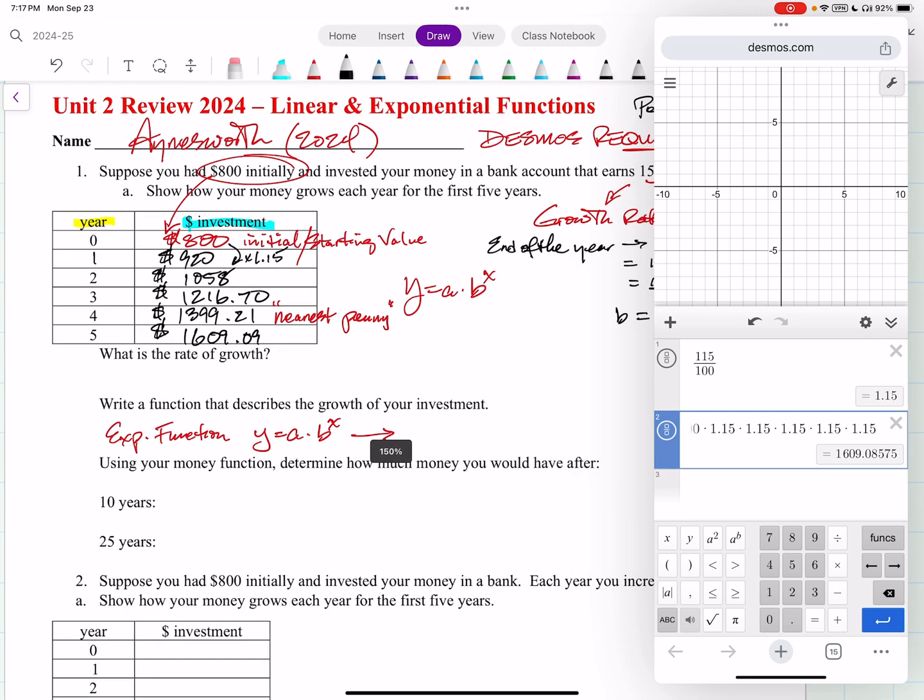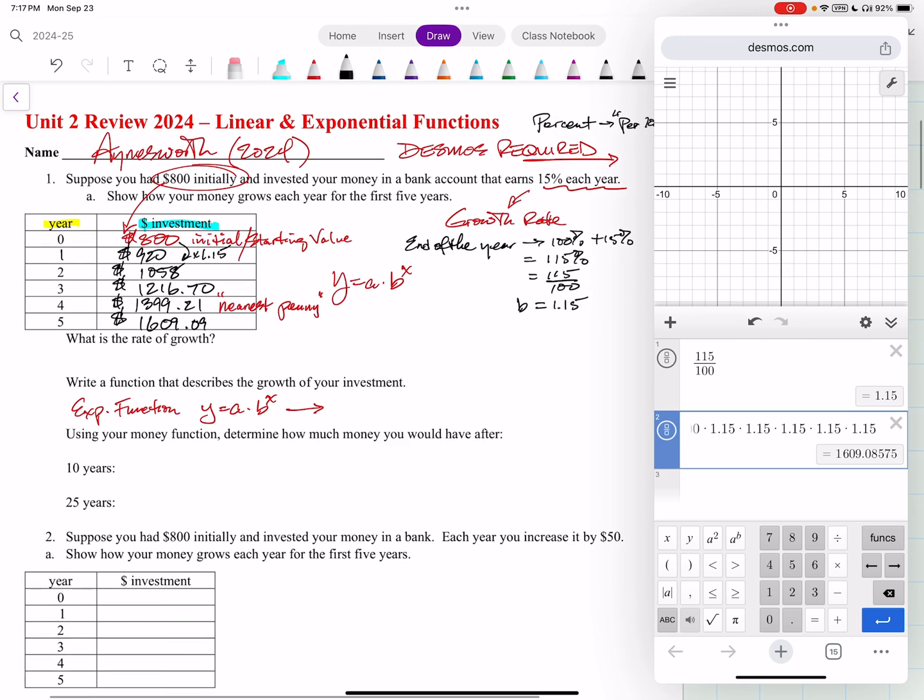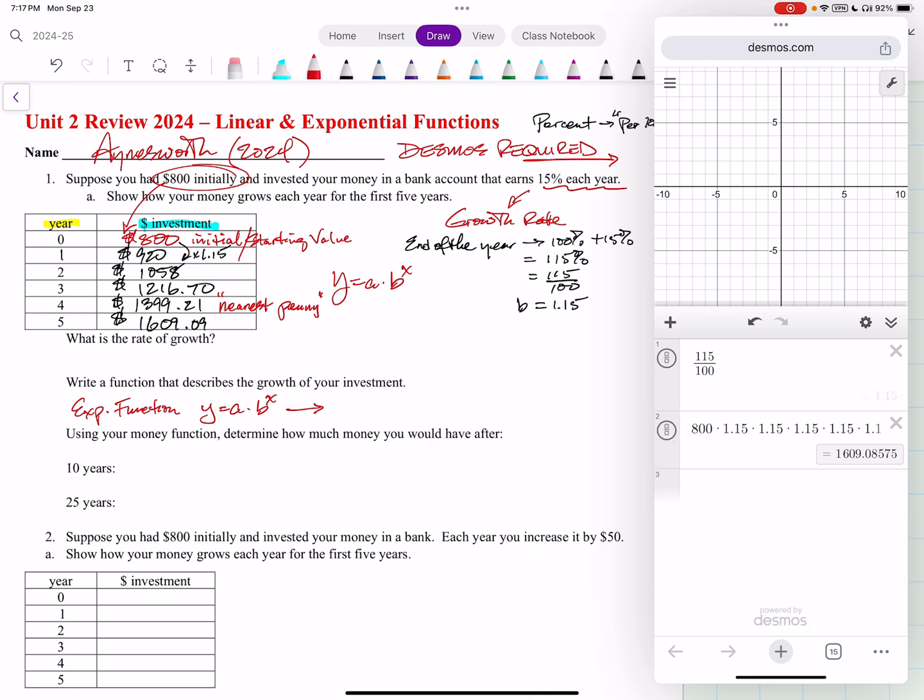And so right there, what we just did is we used the growth rate, a 15% increase each year. This is an increase. That's what this means. So at the end of every year, we have 115% of what we started with that year.